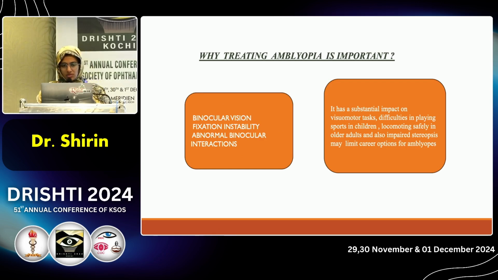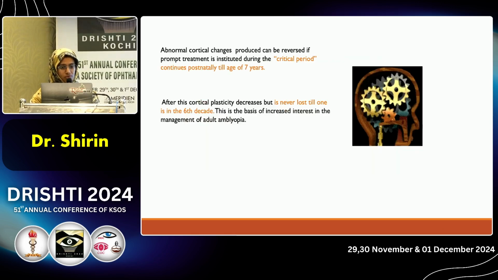Why is treating amblyopia important? As already discussed, it causes binocular vision impairment, fixation instability and abnormal binocular interactions. Also, it has a substantial impact on visuomotor tasks, difficulty in playing sports in children, locomotor safety in adults, and it may also limit career options for amblyopes. And the abnormal cortical changes produced in amblyopia can be reversed if prompt treatment is instituted.